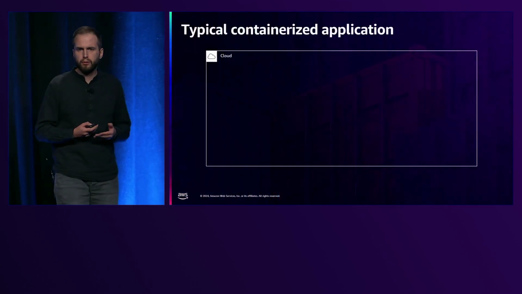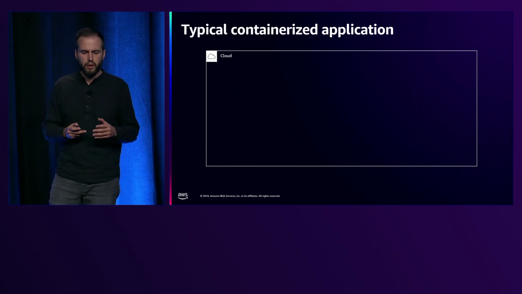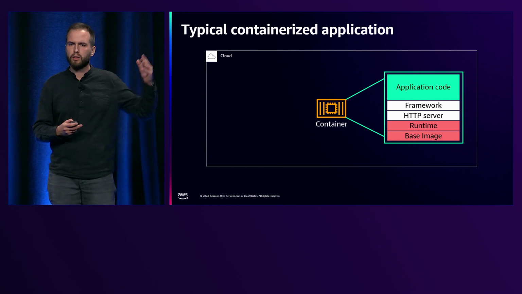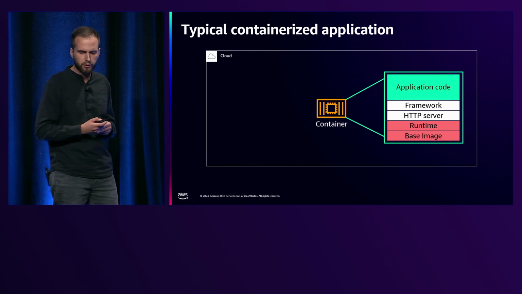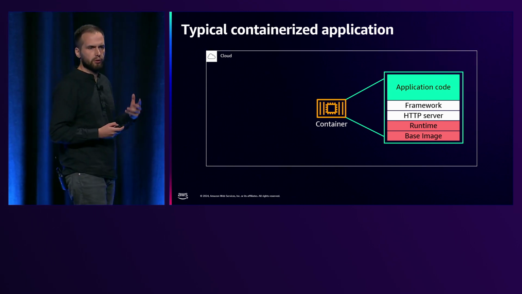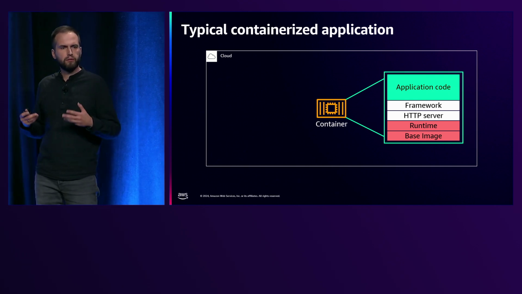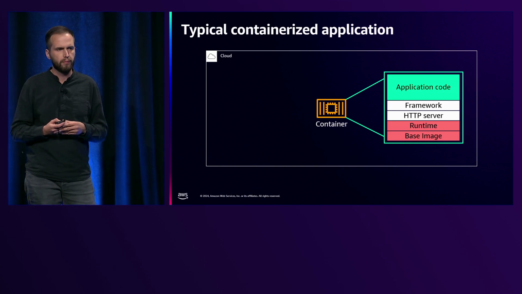Now, when we look into the anatomy of a container, we see a couple of components involved. So first, the container is defined by the container image, and it has a couple of layers in it. So we have the base image, we have the runtime, such as Java or JavaScript, for example, and we expose a certain functionality, like an HTTP web server on a given port. And to do that, we sometimes leverage frameworks, but the most important part is our application code.